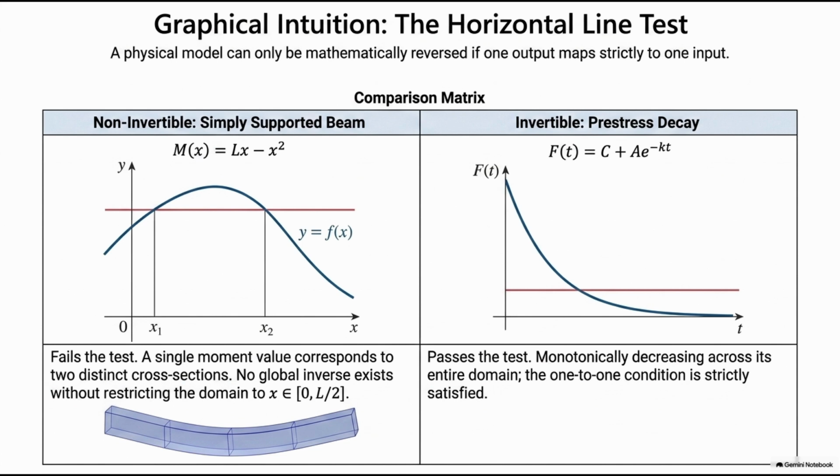In contrast, consider pressure-stress decay over time. This model decreases monotonically across its entire domain, so any horizontal line intersects the curve exactly once. Because the one-to-one condition is satisfied, a global inverse function can be constructed directly.